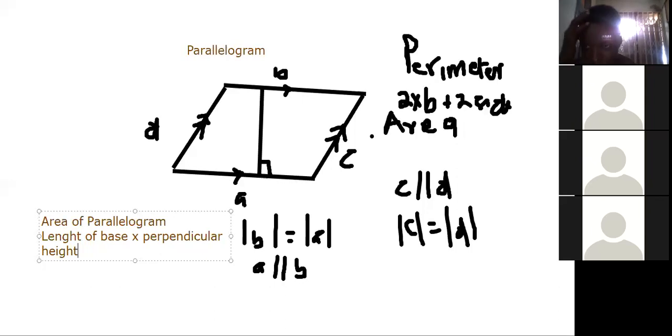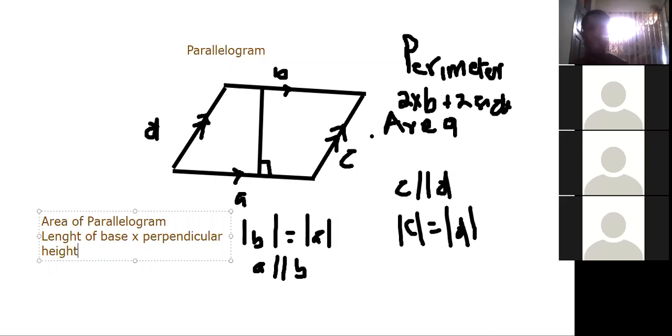Find the area of a parallelogram with base length 12 and height 4 cm. What are you getting? Please, you can just look at it and give me the answer. 48 cm. Yes, correct.